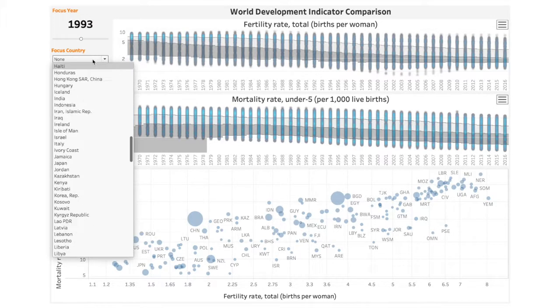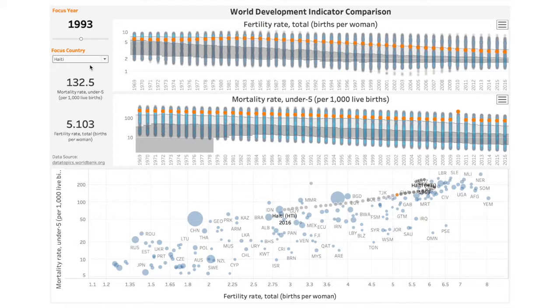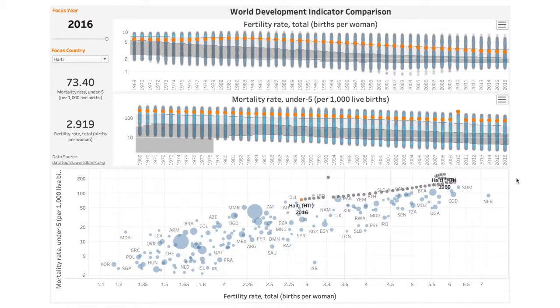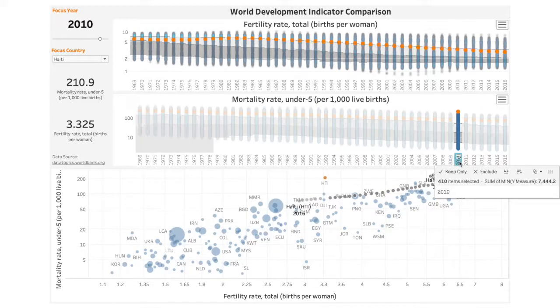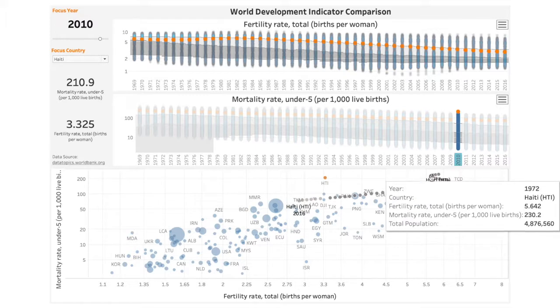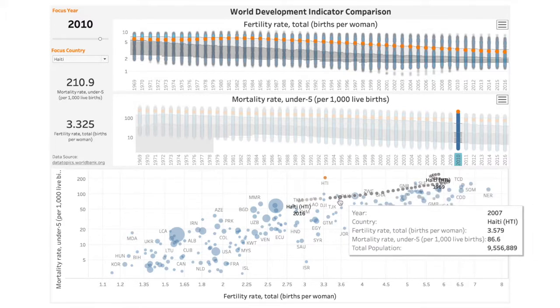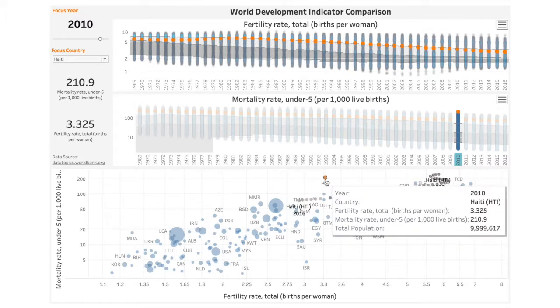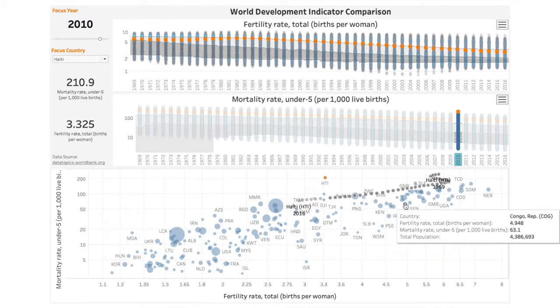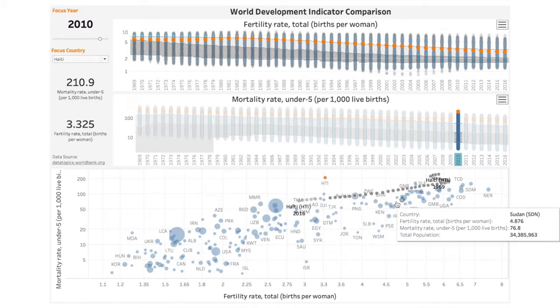Now, what I can do with this is overlay a specific country over that and see where that fits in context to all of the rest of the countries around it. And when I do that, I really see, for example, how much of an outlier this data point in 2010 in Haiti actually was compared to all of the rest of the countries around it. So I can see Haiti's development over time here, and then this data point relative to all the other countries in terms of what their development indicators were looking like in 2010.